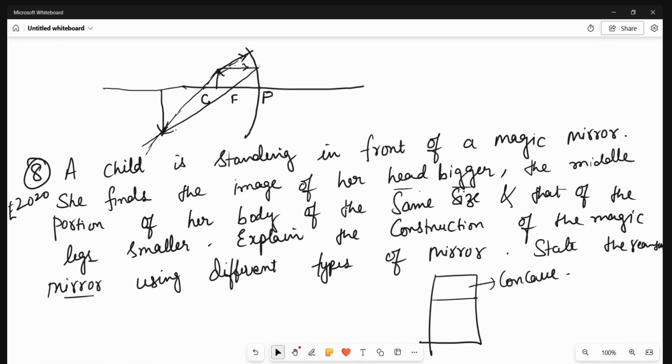So a virtual and erect image, only in a concave mirror will we get enlarged. So this portion will be a concave mirror. Then in the middle, it should be a plane mirror, because you should get a virtual image of the same size. And at the end, it should be a convex mirror. Why convex mirror? Because we should get a virtual and diminished image.